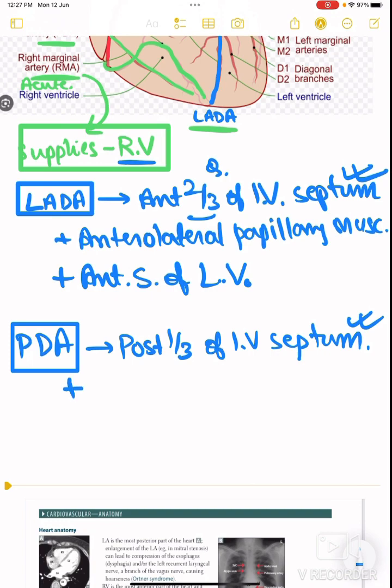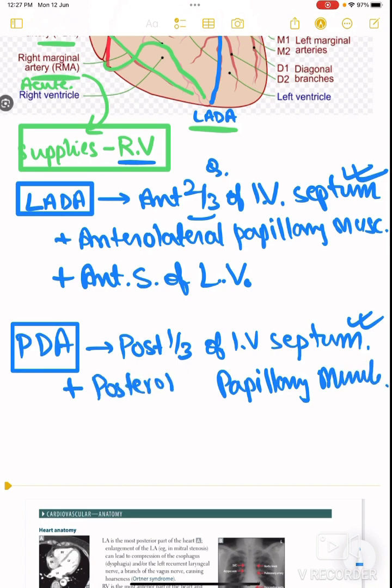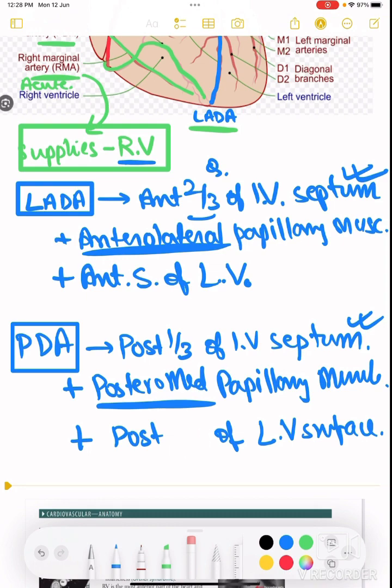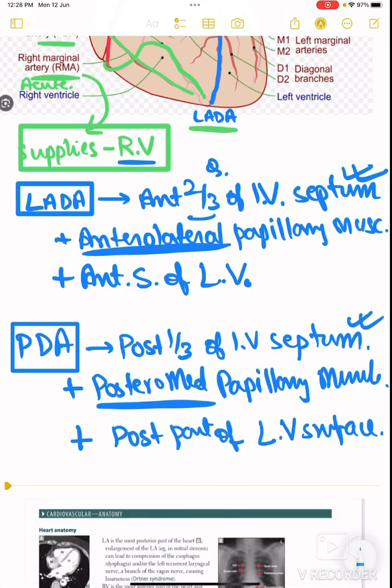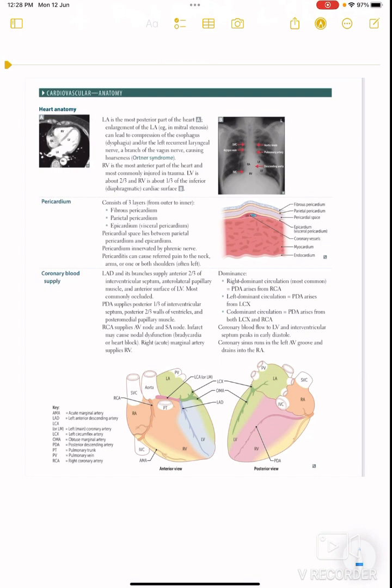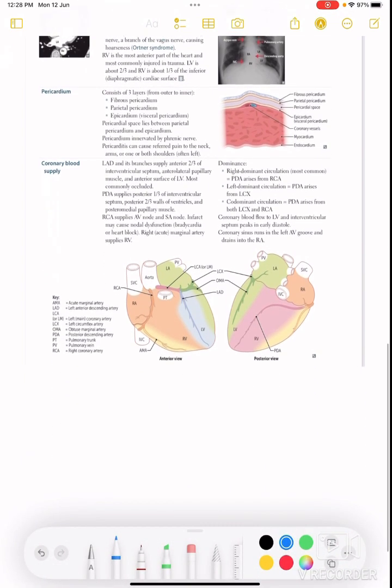Apart from this, it also supplies another papillary muscle. Which papillary muscle does it supply? It supplies the posteromedial papillary muscle. Unlike the left anterior descending artery, which supplies the anterolateral papillary muscle, it also supplies the posterior surface of the left ventricle. You can remember it simply as the posterior part of the left ventricular surface. So that's it. You have to remember it thoroughly. I have put a First Aid page here. You can read this particular topic, coronary artery blood supply. It is the same thing.